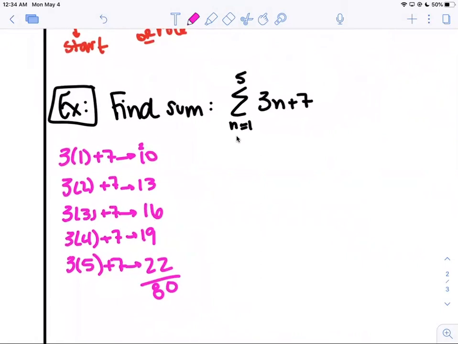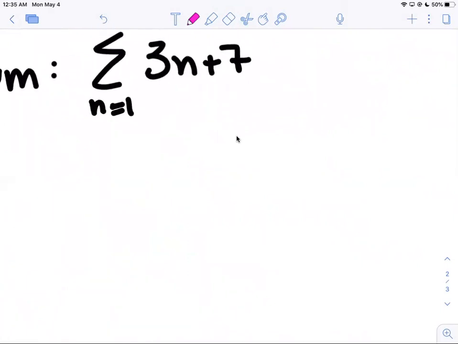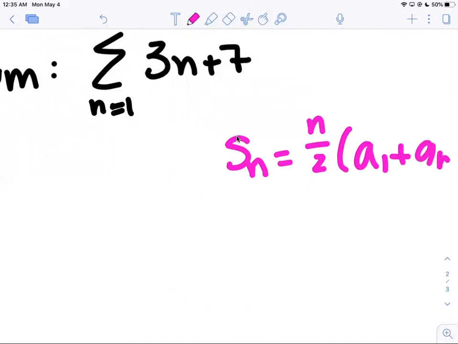Another thing you can do is we can use our summation notation, or that's not at all what I wanted to say. We can use the formula that we had above. We can use S sub n equals n over 2 times a sub 1 plus a sub n.